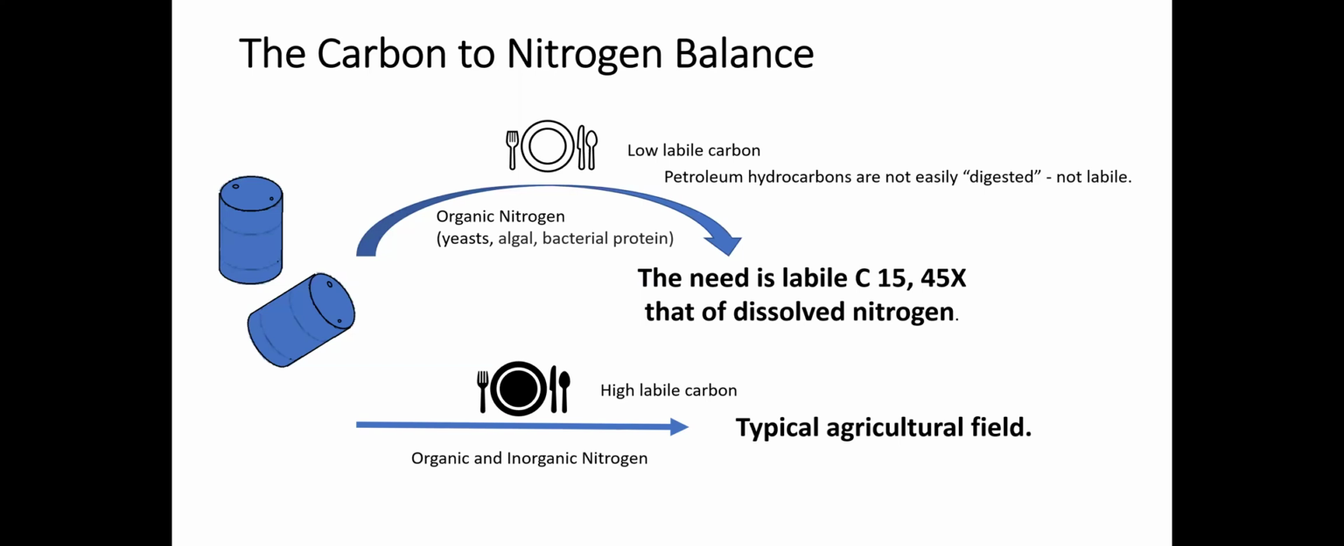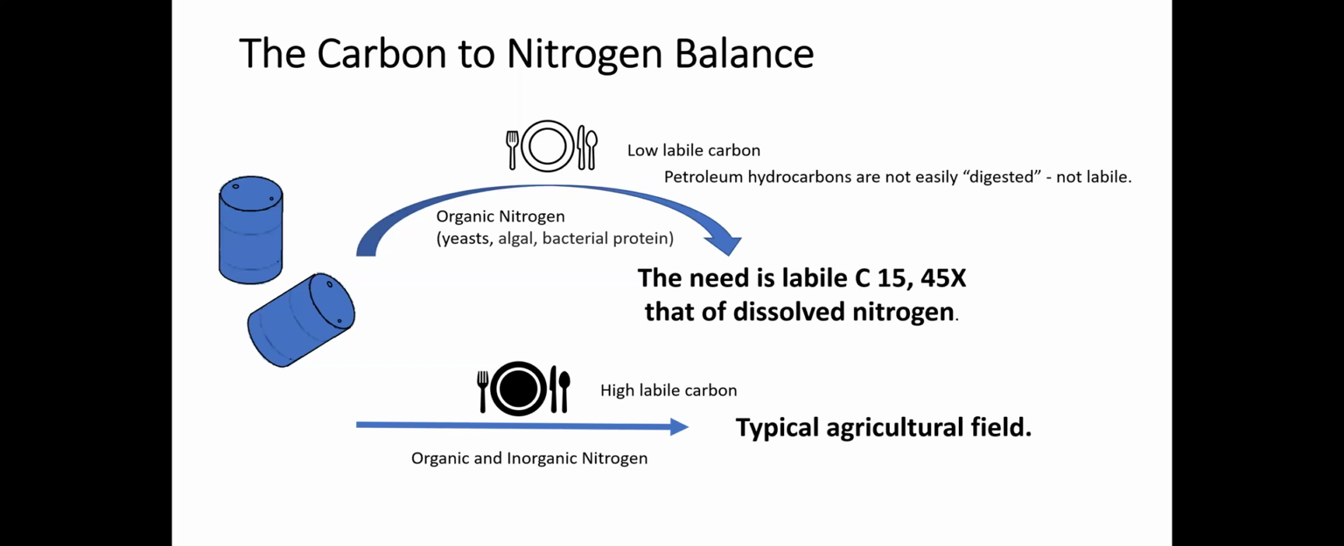So let me talk about the carbon to nitrogen balance. When you have a release of petroleum hydrocarbon, it's not easy for bacteria to degrade it. If it were, you wouldn't really have a problem, right? So the carbon that's easier to digest, the labile carbon, you need to have about 45 times that carbon in a molar ratio to dissolved nitrogen. If the dissolved nitrogen is actually much higher than that, it will hinder biodegradation.